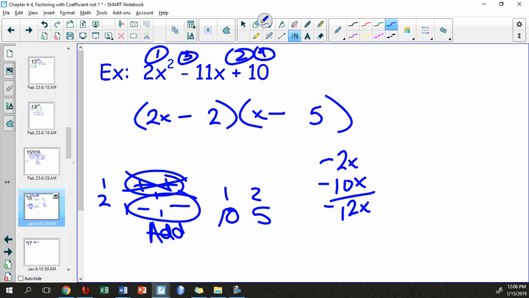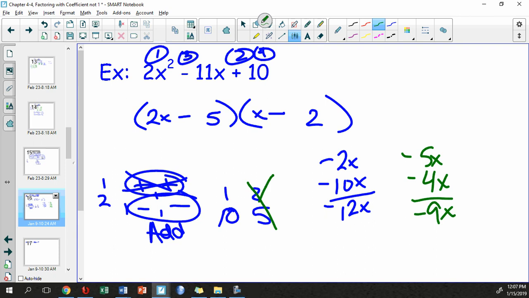Is that helpful? Now, what if I swap them? Make this be a 5 and this be a 2. Negative 5x, negative 4x, that gives me a negative 9x. Is that helpful? What did we just show?